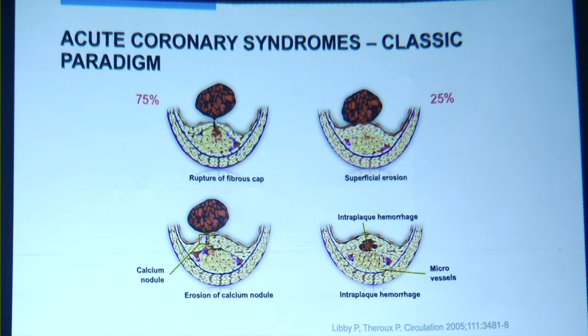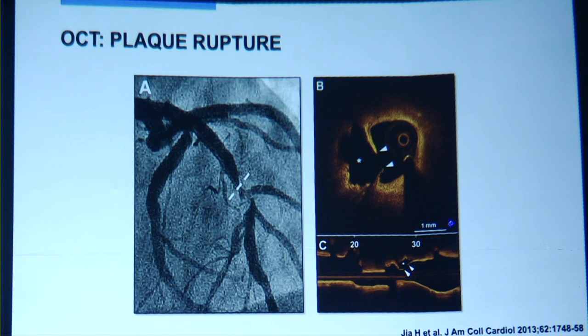So let's move on to acute coronary syndromes. The classic understanding has been that the majority are due to rupture, and then the rest are due to erosion. But we have recognized that calcified nodules, as we talked about in our live case, are important for ACS, and intraplaque rupture, or hemorrhage, sorry, is another mechanism that we just talked about. So this is our classic understanding of ACS for type 1 myocardial infarctions. OCT, of course, gives you these beautiful images of a ruptured plaque.